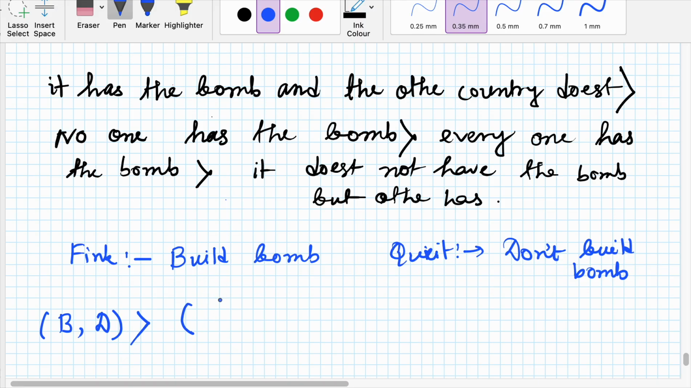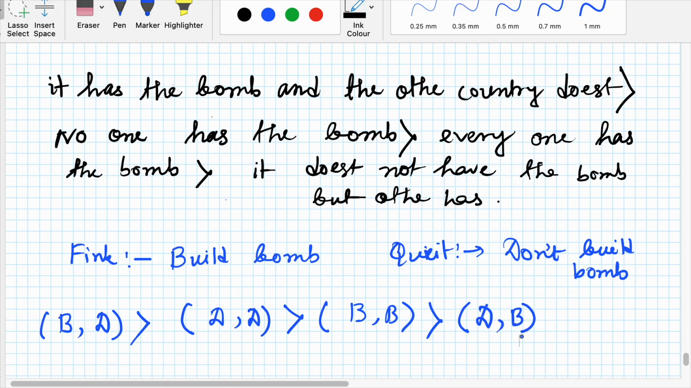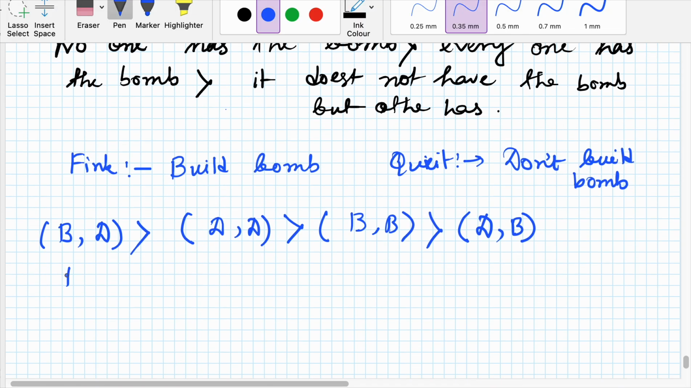Then the next preferred outcome will be that no one has the bomb, so they don't make the bomb. Then the outcome is everyone has the bomb, so everyone is making the bomb, and the last outcome will be that the individual doesn't make the bomb but the other neighboring country makes the bomb. So this is the same as fink quiet.